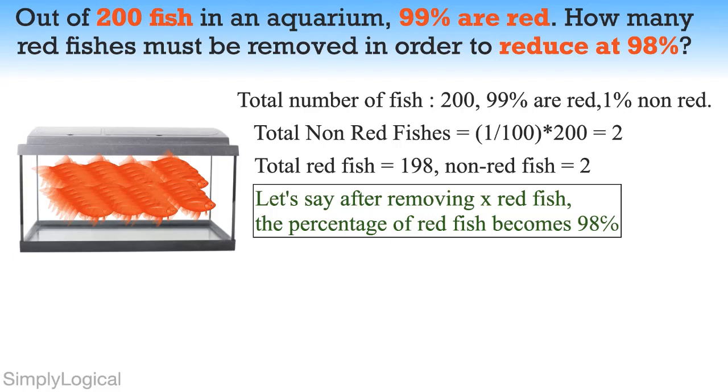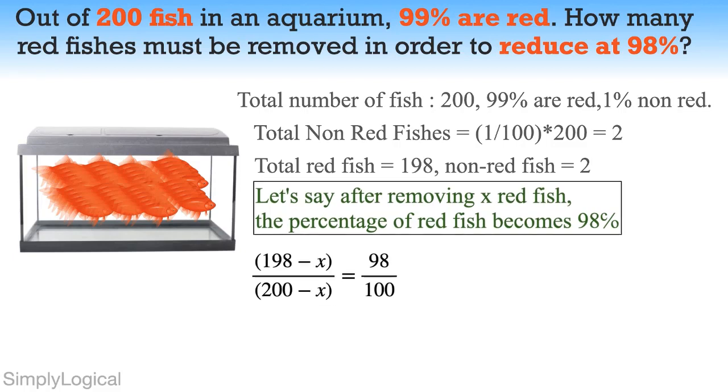This can be represented as an equation like this: (198 minus x) over (200 minus x) equals 98 over 100. 198 minus x represents the number of red fish in the aquarium after removing x red fish. 200 minus x represents the total number of fish that remain in the aquarium, which includes non-red fish as well. The right-hand side represents the percentage we need to achieve.